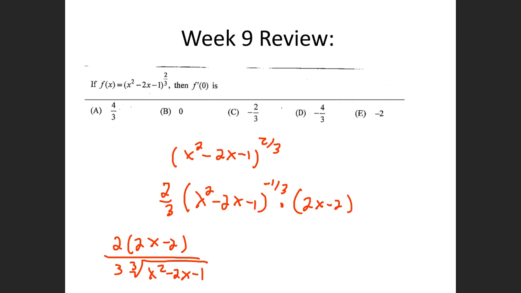So I'm going to plug 0 in here. 2 times 0 is 0. 2 times negative 2, so that gives me negative 4 on top. On bottom, if I put 0 in here, 0, 0 minus 1. The third root of negative 1 is negative 1. So 3 times negative 1 is negative 3. So I'm going to go with 4/3 for an answer.